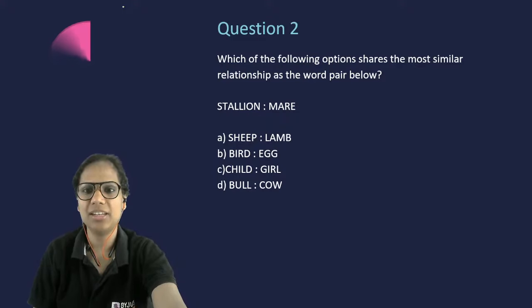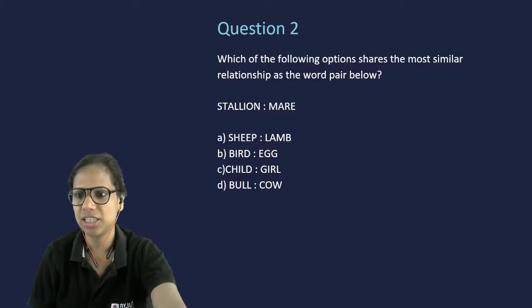Stallion is to mare. What is the pair? Pratyusha, do you say B for this one? Yes. Pratyusha says B for this one, I think.